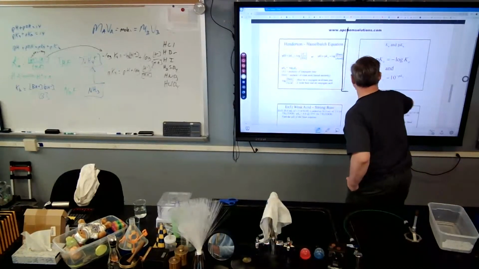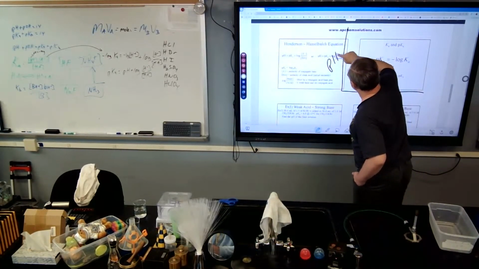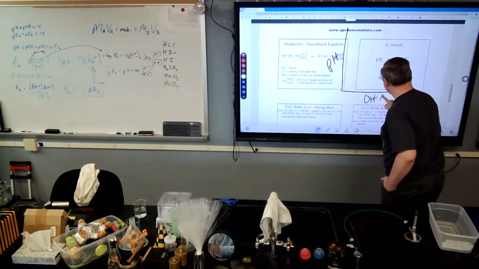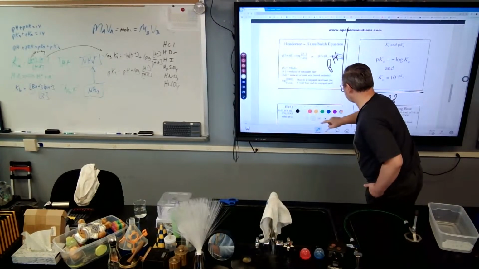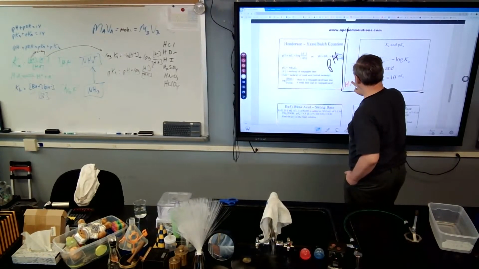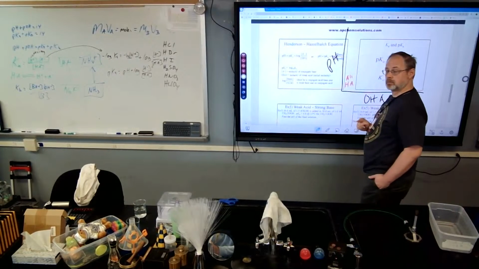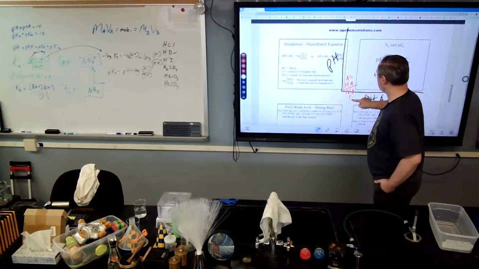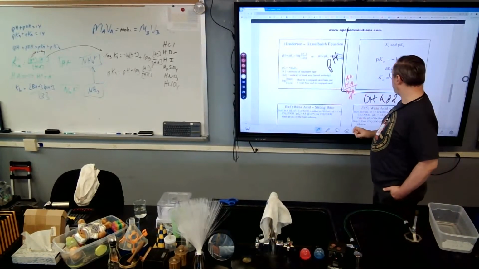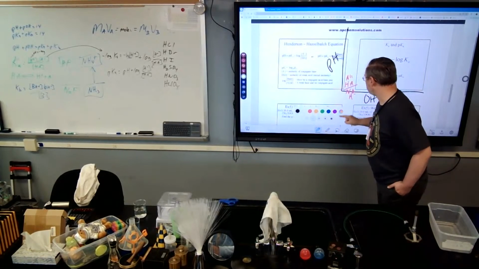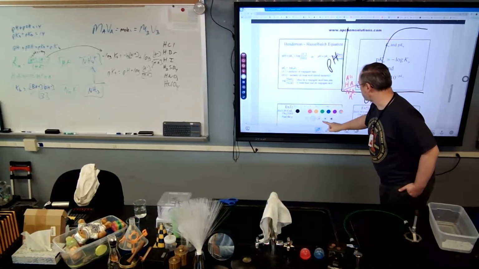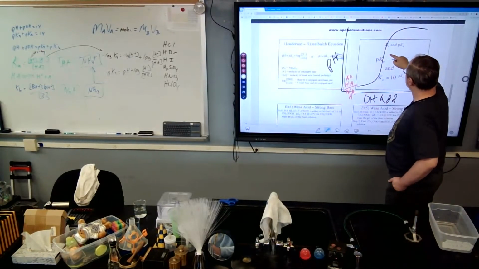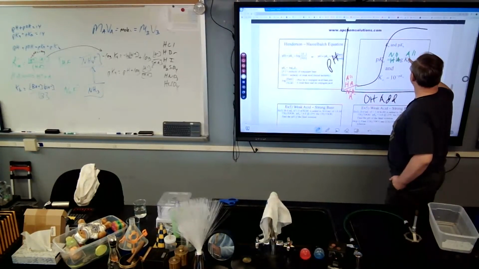In our graph of pH versus OH added, we're going to start here with all HA and no A minus. And then we're going to add hydroxide. And it's going to make a graph that looks like this. And at this point, there is no HA. There is all A minus.